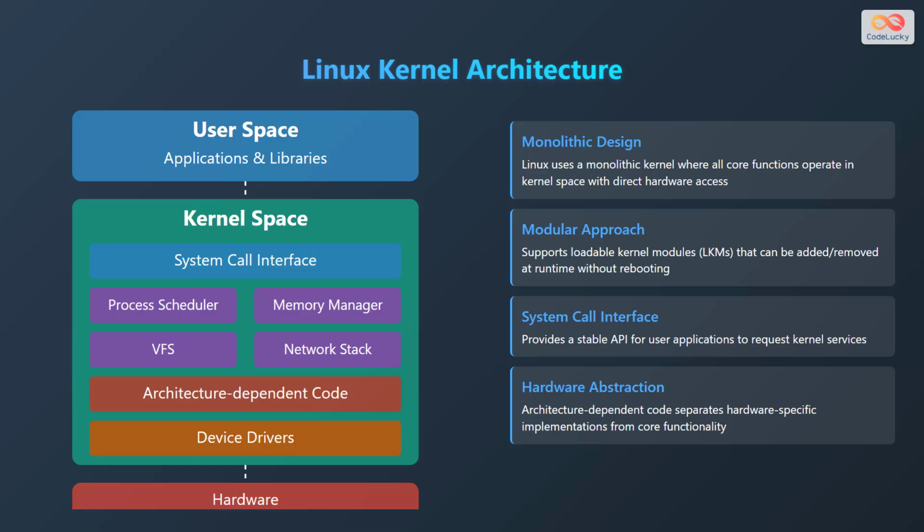The Linux kernel employs a monolithic design, where all core functions operate in kernel space with direct hardware access. It also uses a modular approach, supporting loadable kernel modules, often abbreviated as LKMs, that can be added or removed at runtime without rebooting. The kernel provides a system call interface, which is a stable application programming interface, often abbreviated as API, for user applications to request kernel services. Additionally, it features hardware abstraction through architecture-dependent code, separating hardware-specific implementations from core functionality.